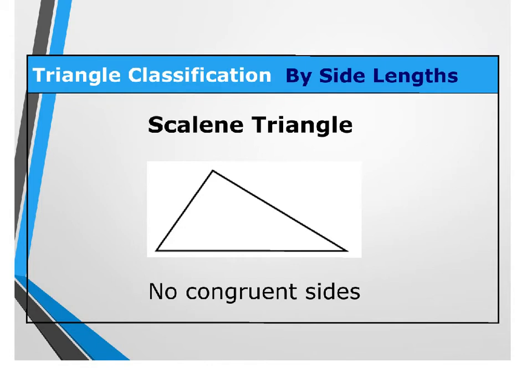In a scalene triangle, no sides are congruent, so you're not going to see any markings of any kind on scalene triangles. You may see something like this right here showing that no side is equal, something like 6, 10, 12. None of these sides are congruent, so it's a scalene triangle.